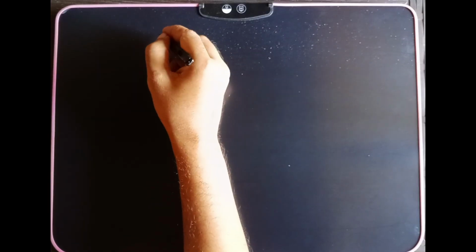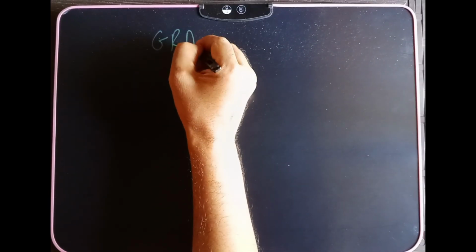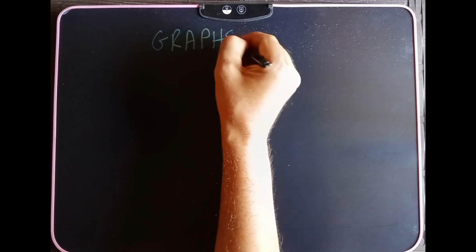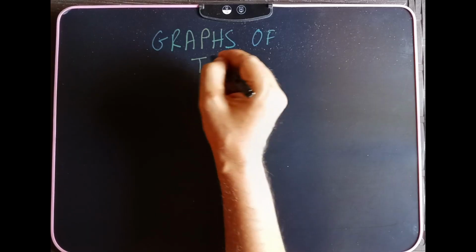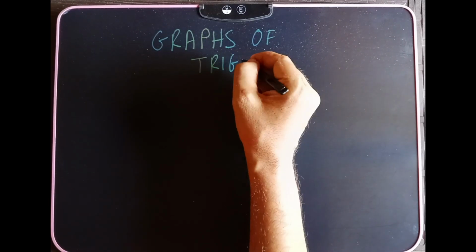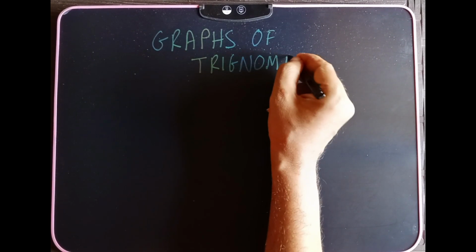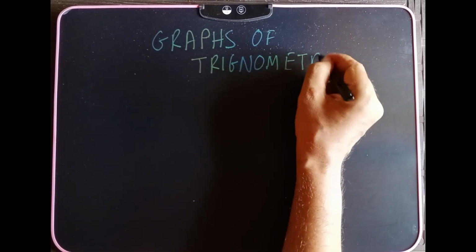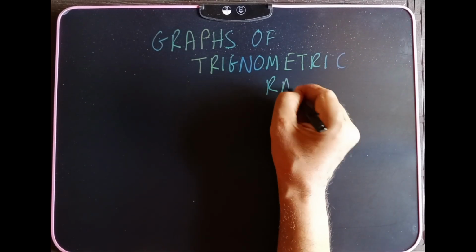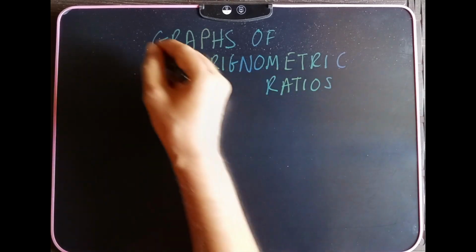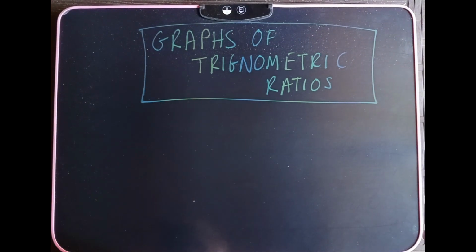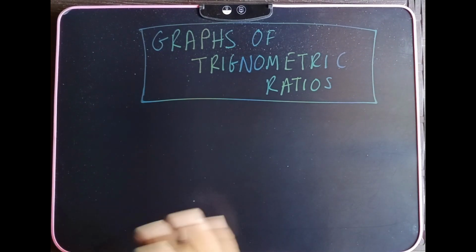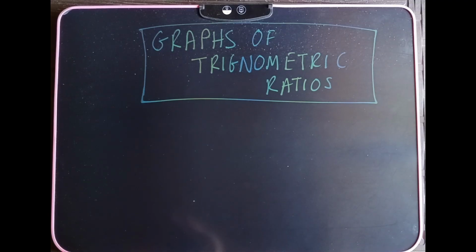Today's topic is about graphs. Graphs for what, sir? Graphs of trigonometric ratios, trig ratios. We're going to see how the graphs are represented for trigonometric ratios. What are the trigonometric ratios? Sine, cos, and tan. These are the very popular trigonometric ratios for which we are going to see the graph.